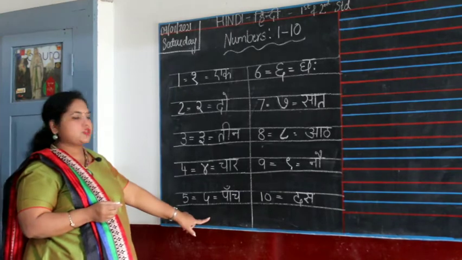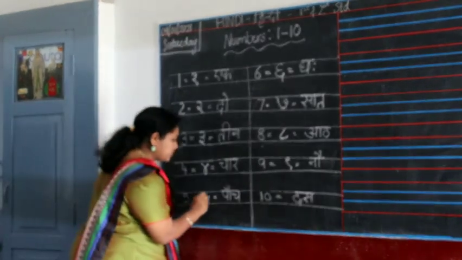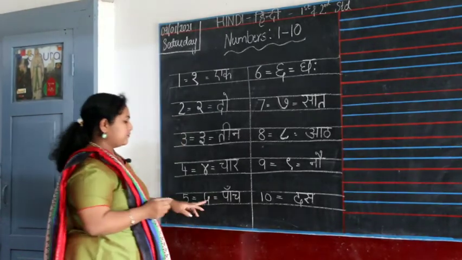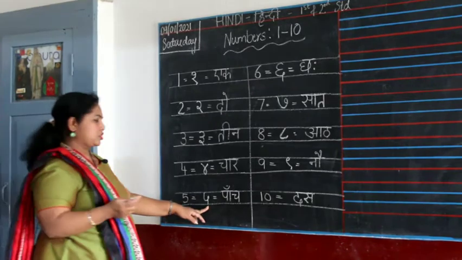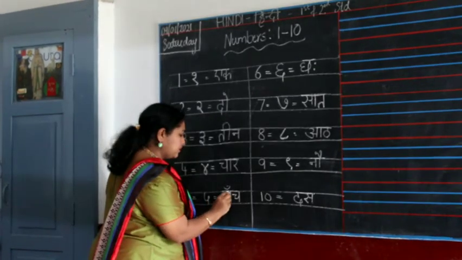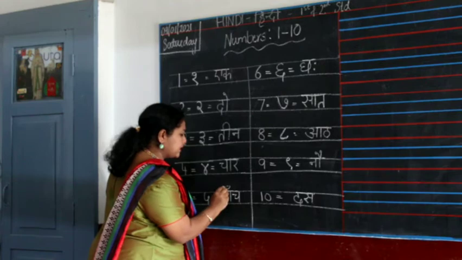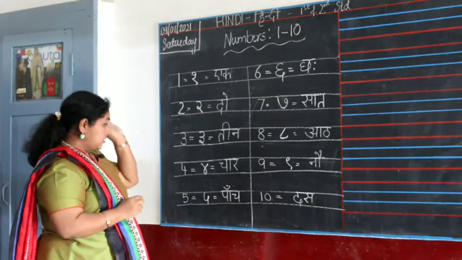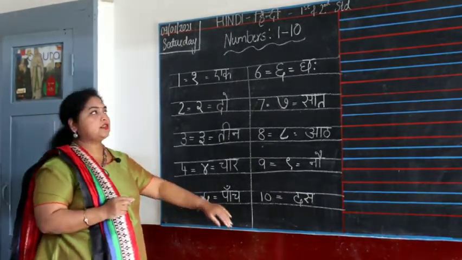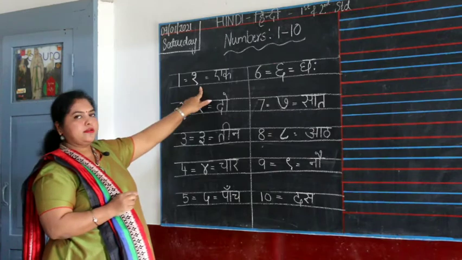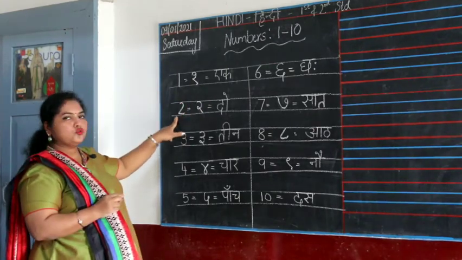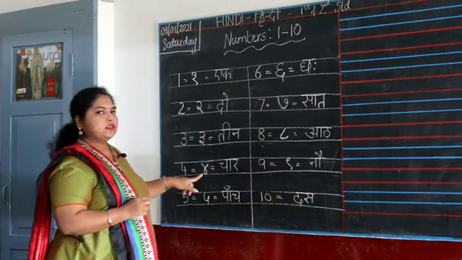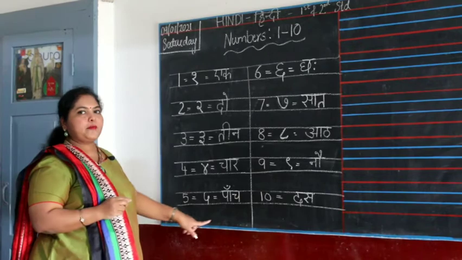5 is panch. You just make a curve like this and a knot and come down and a tail here. So it's panch. Pa, matra. Then there's a chandra bindu here and cha. Panch. So 5 is panch in Hindi. 1 ek, 2 do, 3 teen, 4 char, 5 panch.